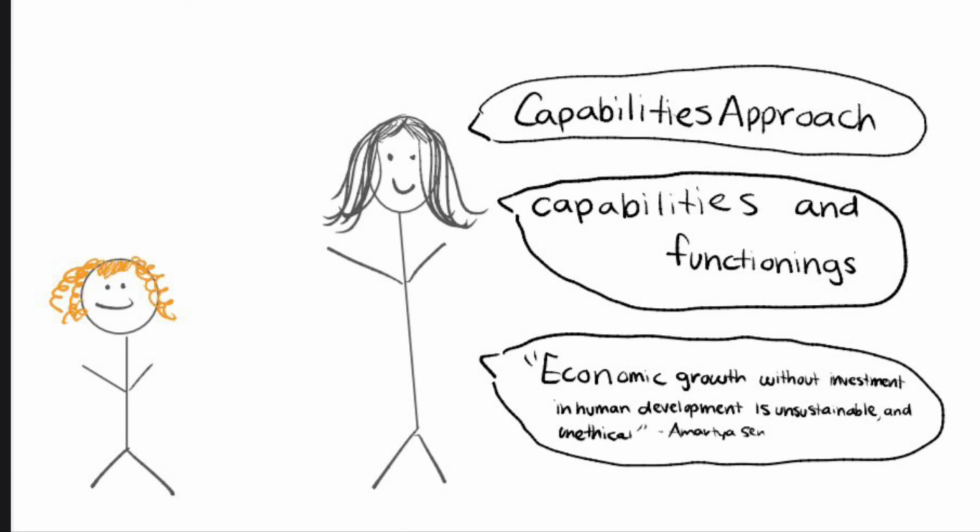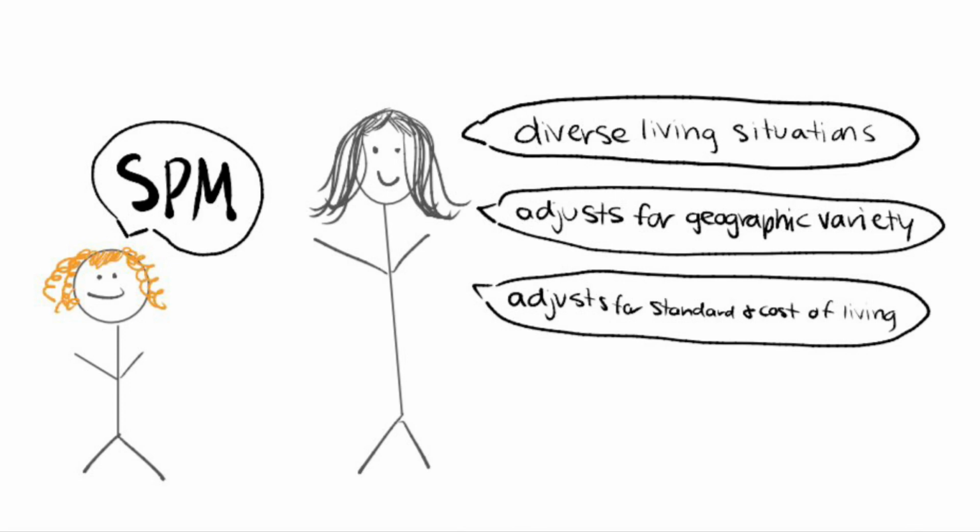Amartya Sen, a prominent figure in the capabilities school of thought, once said, "Economic growth without investment in human development is unsustainable and unethical." While it's largely related to income, the capabilities approach aims to focus on doings and beings rather than money. So why did you say that the SPM is your favorite? It's not necessarily my favorite, just the approach that I think is the most practical for measuring poverty in the U.S.